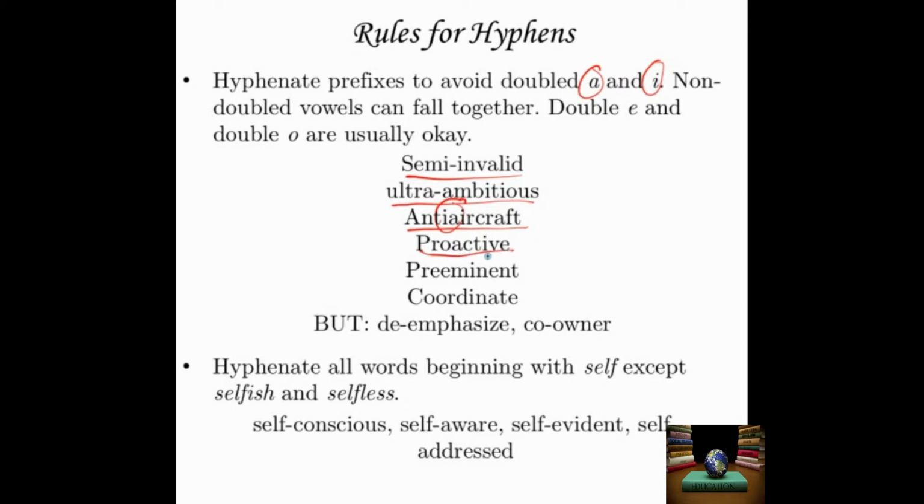Proactive, similarly, we can tell that the sound is supposed to change, because when you have two vowels together, it kind of makes its own special sound, but that's when they're doubled. When they're different, we can pretty much figure it out. Preeminent, again, it reads pretty smoothly, so we don't need the hyphen. We used to, but not anymore. Coordinate, same thing, but there are some exceptions to this rule, words like de-emphasize or co-owner. Possibly because if you hand the word coowner without the hyphen to a natural English speaker, they'll look at it and go, cooner? What's a cooner? And then everyone's just embarrassed.